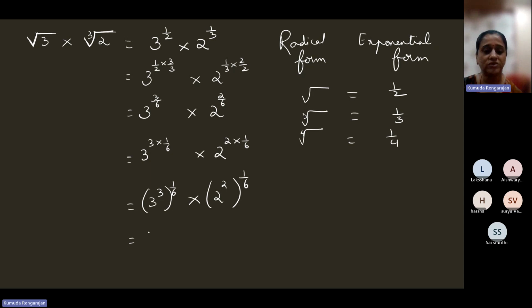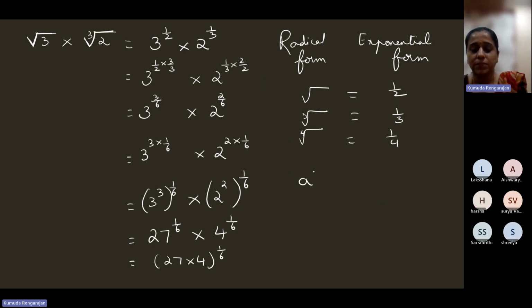Now, 3 cubed is 27. And to the power 1 by 6 means the 6th root of 27. Or you can also do it like this. 3 cubed is 27 to the power 1 by 6, into 2 squared is 4 to the power 1 by 6. And you know this law of exponents, right? When the bases are different, but they're raised to the same power, you can multiply the bases and raise them to the same power.